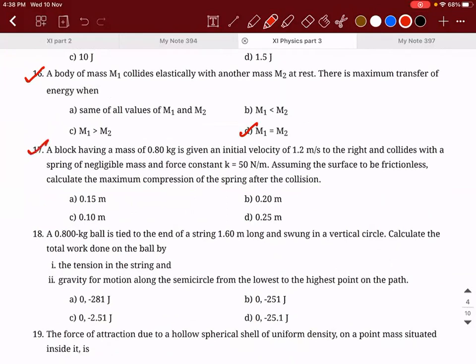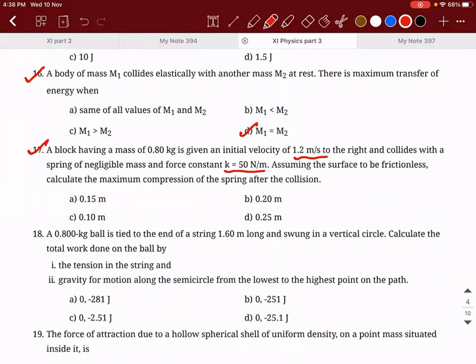17th question. A block having a mass of 0.8 kilogram is given an initial velocity of 1.2 meter per second to the right and collides with a spring of negligible mass of force constant k equal to 50 Newton per meter. Assuming the surface to be frictionless, calculate the maximum compression on the spring after the collision.